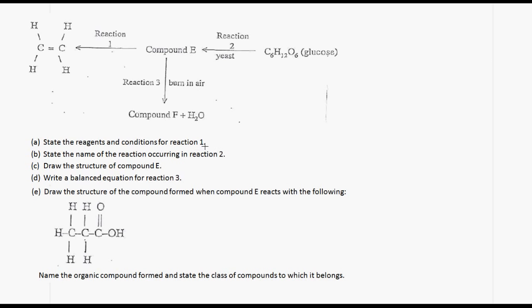Okay, so state the reagents and conditions for reaction 1. So we know that E has to be an alcohol. And in this case, it has to be ethanol. So the reagents and conditions for reaction 1, we're moving from ethanol to, in this case, ethene.